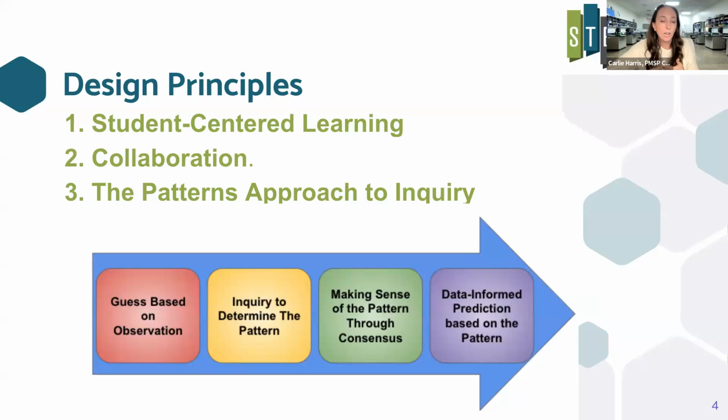We have our physics, our chemistry, and our biology courses, and all of our courses are designed around our design principles. We believe that our work should be student-centered, right? So our students are doing the work in their learning. We believe that our courses should include collaboration. We have a pretty cool approach to science inquiry. This is the Patterns approach, culminating in having our students make data-informed predictions. I love this.